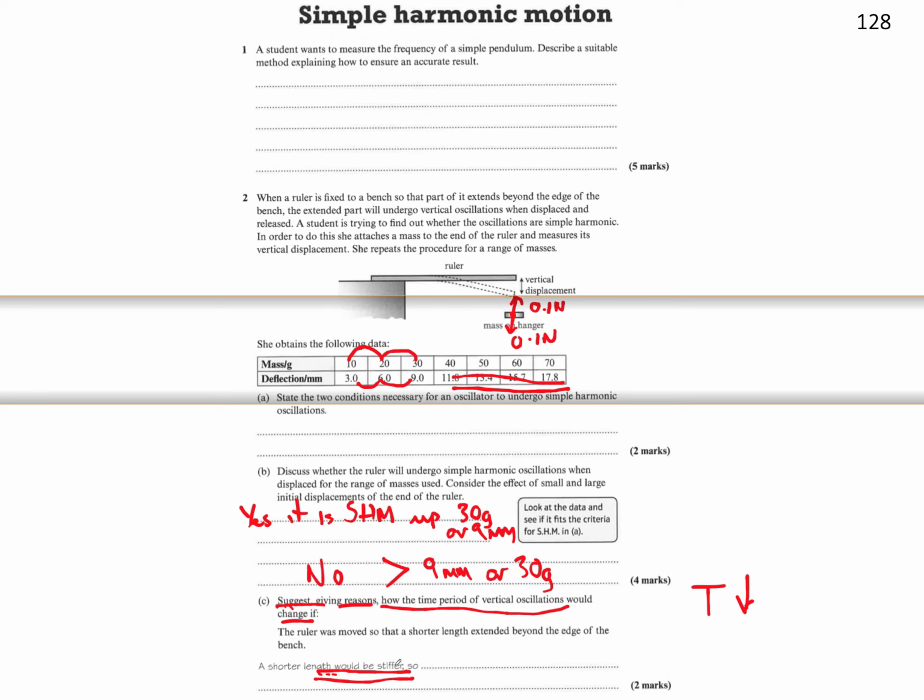So if it's stiffer, it will have a higher force restoring it, the frequency will become higher, therefore the time period will become less. So F will become bigger, the restoring force would also become bigger, the frequency would become bigger, and the time period would go down. And that is the end of that.